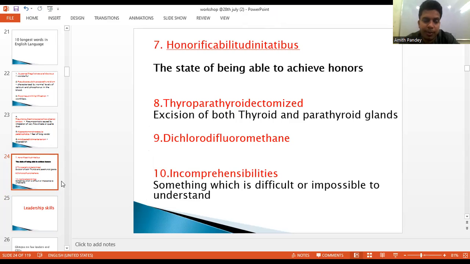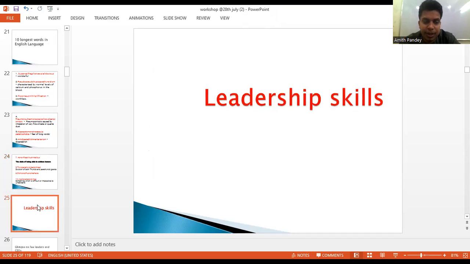Okay, so this is all about the advanced vocab, and as we have discussed, how we can improve our vocab skills, and after that we have seen more about the long words. We are just left with 10 minutes, so after this, if possible, you may get the next link, or else on next Sunday we'll discuss. So let's proceed with the leadership skills.